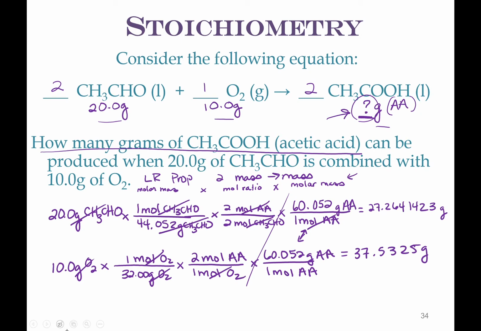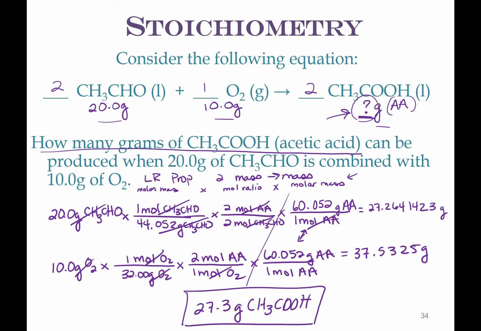So we can only produce 27.3 grams of acetic acid because this one is smaller. So you look for the smaller one. And again, that's because once we produce 27.3 grams, this one is gone and we no longer have any other reactant to combine with the oxygen. So we can't produce products if we don't have the reactants.